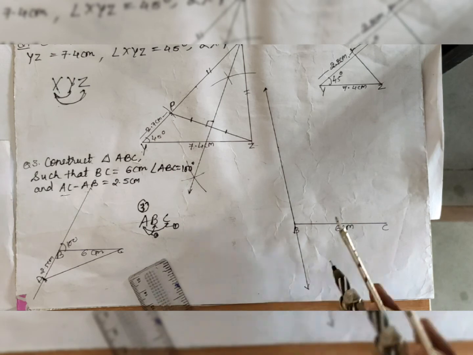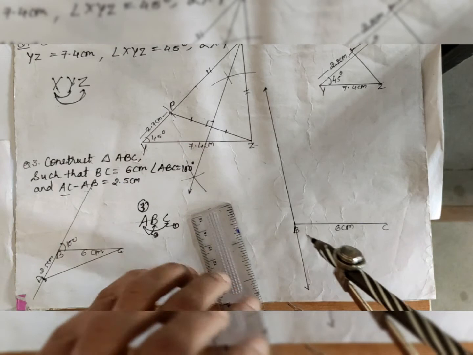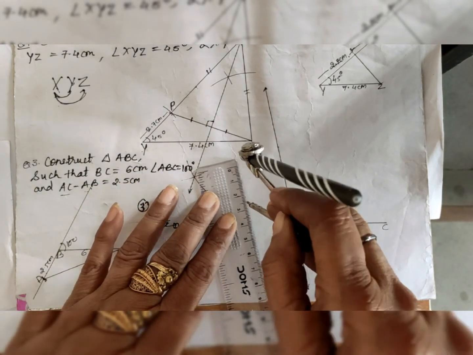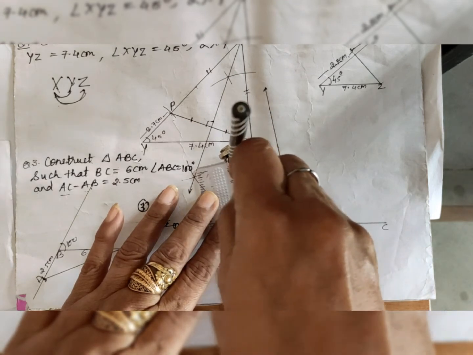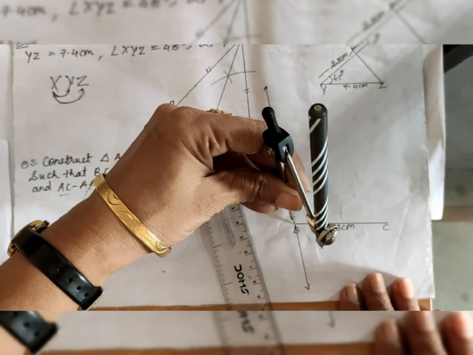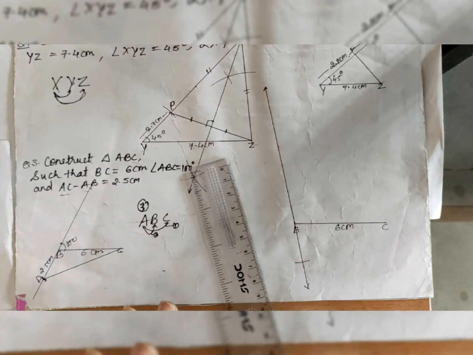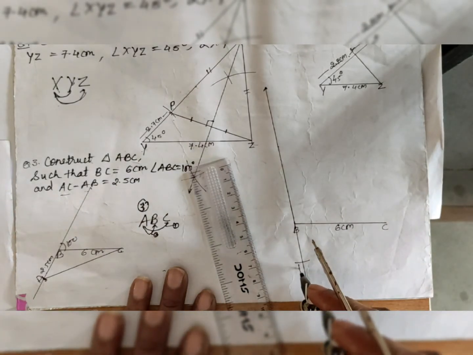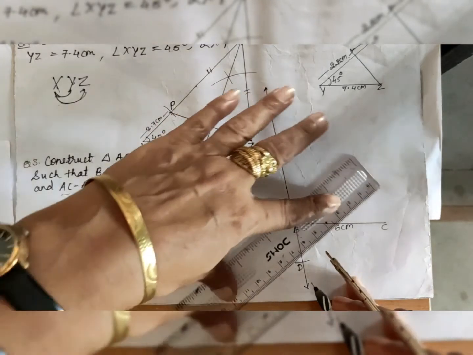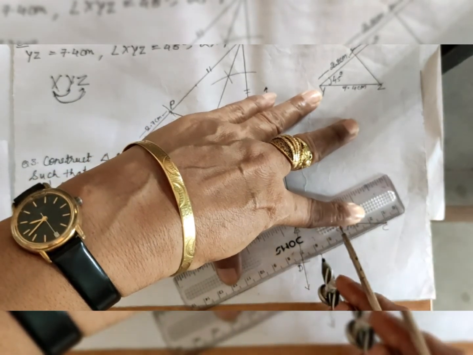And now you know here the difference of two sides is given, and what is the difference given? 2.5 centimeter. So take radius 2.5 centimeter with the help of the compass. This is 2.5 centimeter, and now take B as the center and cut off this ray. Okay, this is any other point, suppose D. According to our rough figure I have taken D, you can take any other point D. And now what is the next step? You have to join this, means draw segment CD.